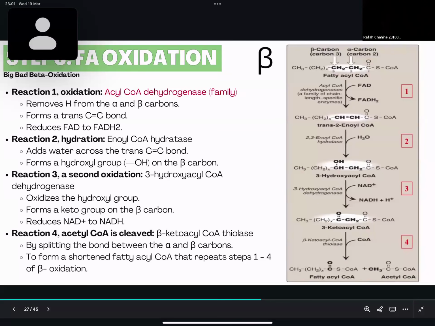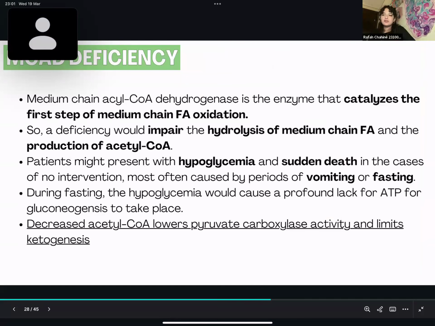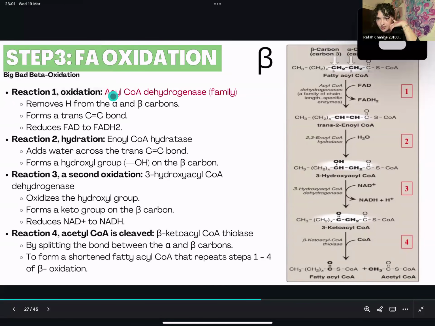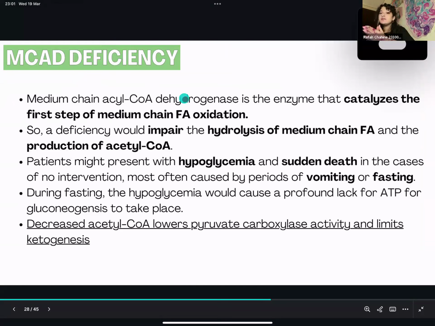So what MCAD is, it is an enzyme. It is called medium chain acyl-CoA dehydrogenase. Now, I want you to form these insane neuronal connections right now. And I want you to remember that this is called an acyl-CoA dehydrogenase. But this is called a medium chain acyl-CoA dehydrogenase. So this means that this enzyme is specific for medium chain fatty acid oxidation.